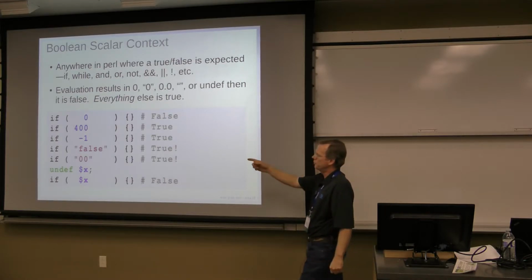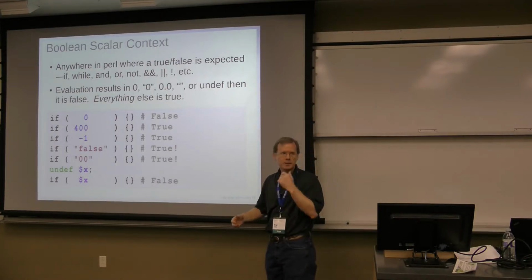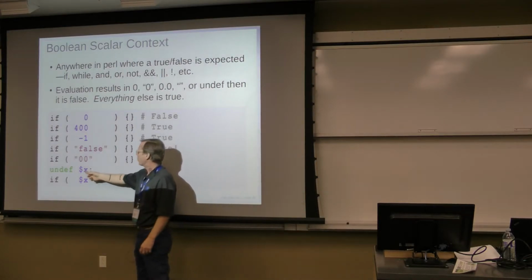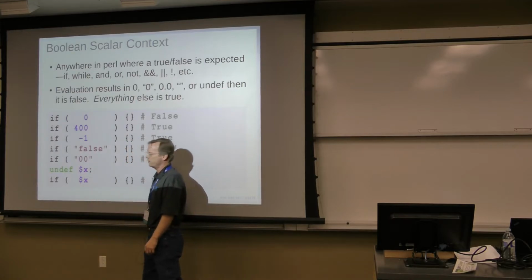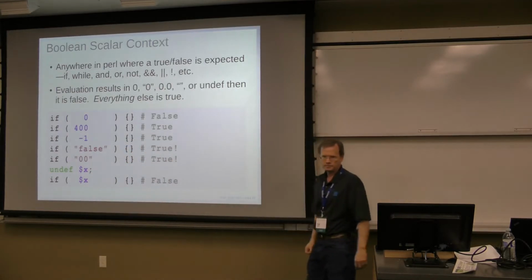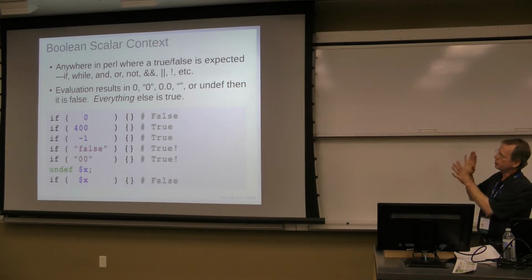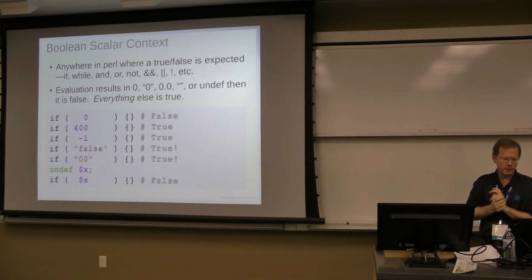If we have a variable that we haven't created before and we're using strict, it will be undefined. If we undef a variable, it will then be false. So this is the Boolean scalar context that Grep is expecting.